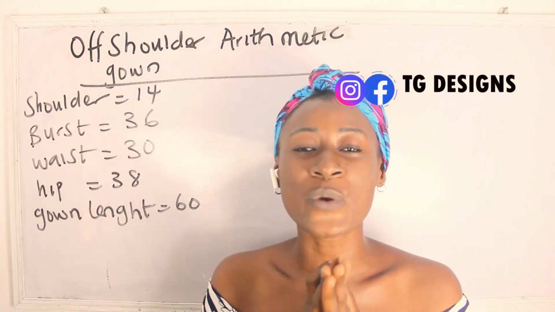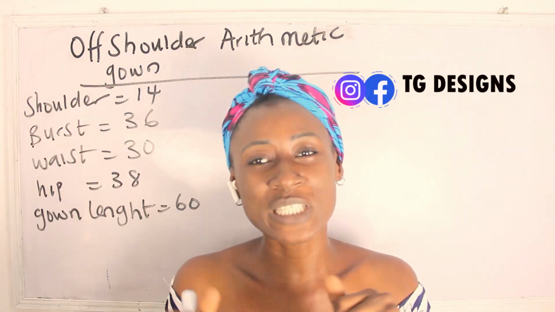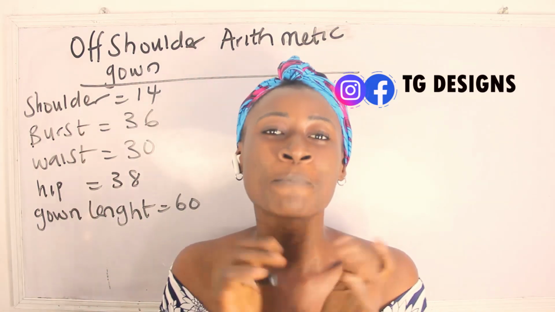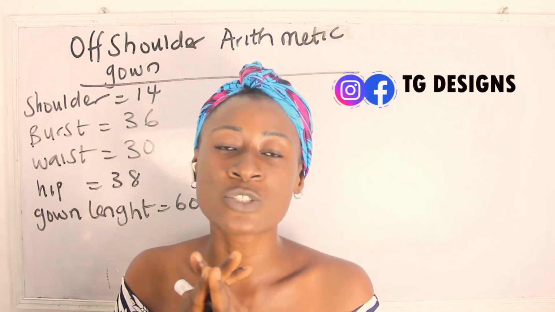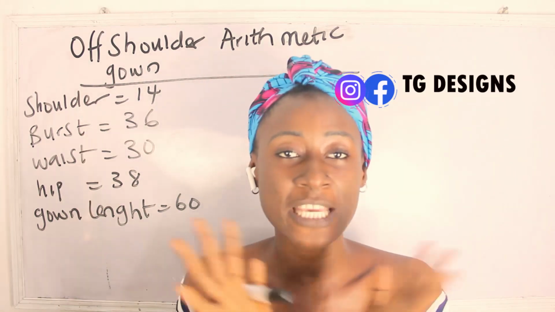So in today's tutorial we are going to be making a simple video on how to cut and sew an off shoulder arithmetic gown. Okay, so this form of off shoulder, of course, you also have your bustier, and the lower part we are going to have our arithmetic effect.